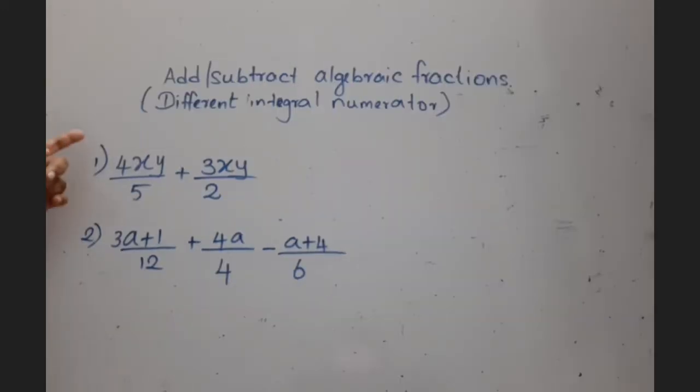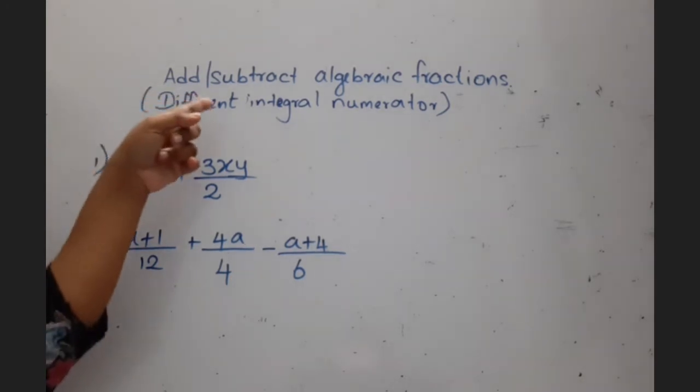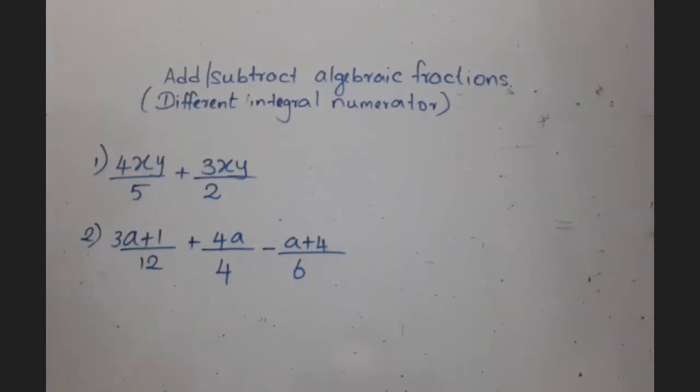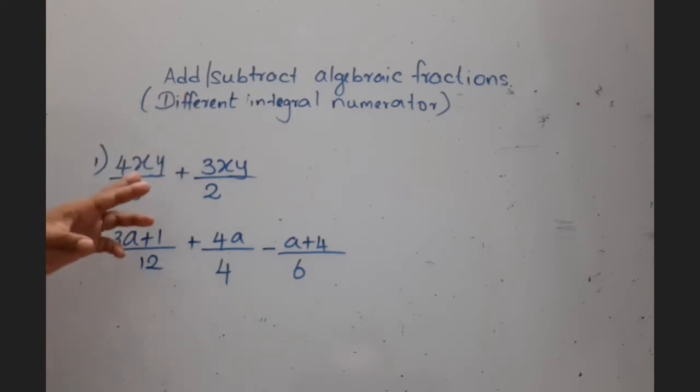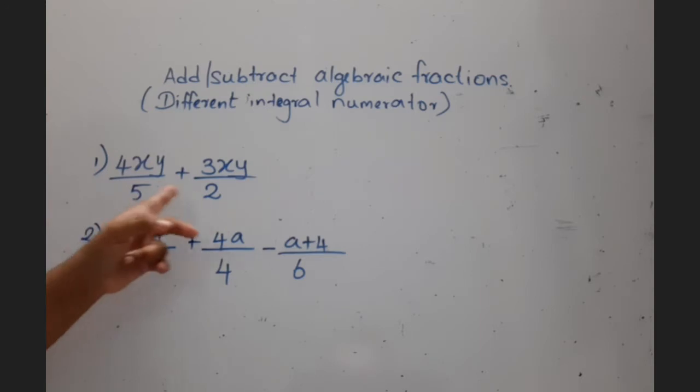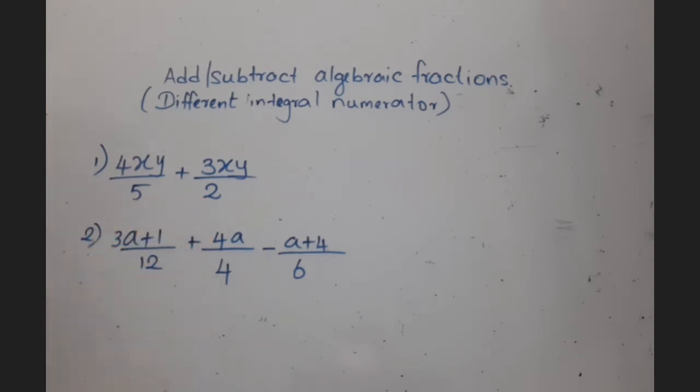Now we are moving on to addition and subtraction of algebraic fractions with different integral numerators. As you can see here, the denominators are two different numbers. How do you do it with regular fractions? When you add or subtract fractions, you make the denominators equal by finding the LCM. In a similar way, you must do the same thing here as well.